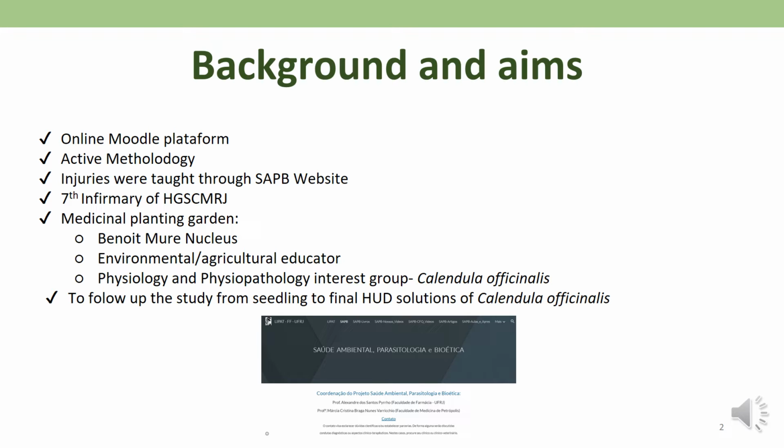The cases were from the 7th Infirmary of the General Hospital Santa Casa de Misericórdia in Rio de Janeiro. Originally, the treatment for the patients would be performed with highly ultradiluted presentations from the hospital's medicinal planting garden, created and supported by Benoit Murnuclius, the environmental and agricultural educator Sandra Gaspar, and the physiology and physiopathology interest group from the University Unifase, located in Petrópolis.